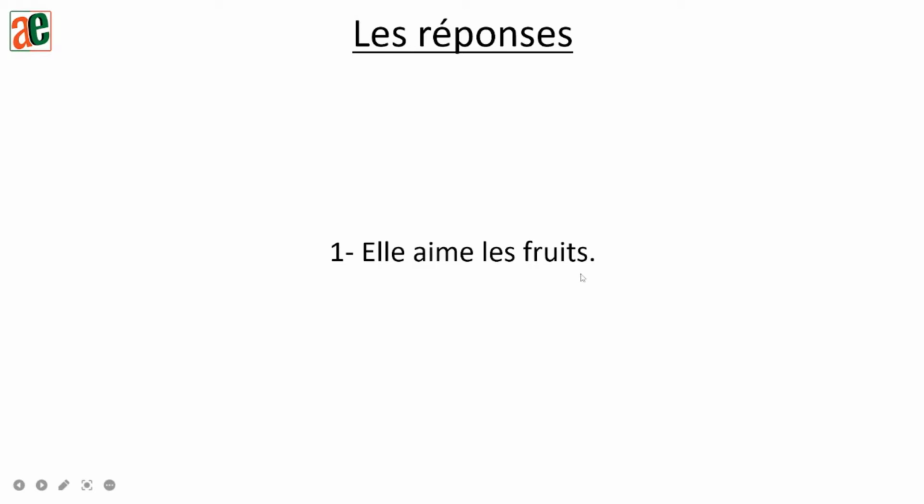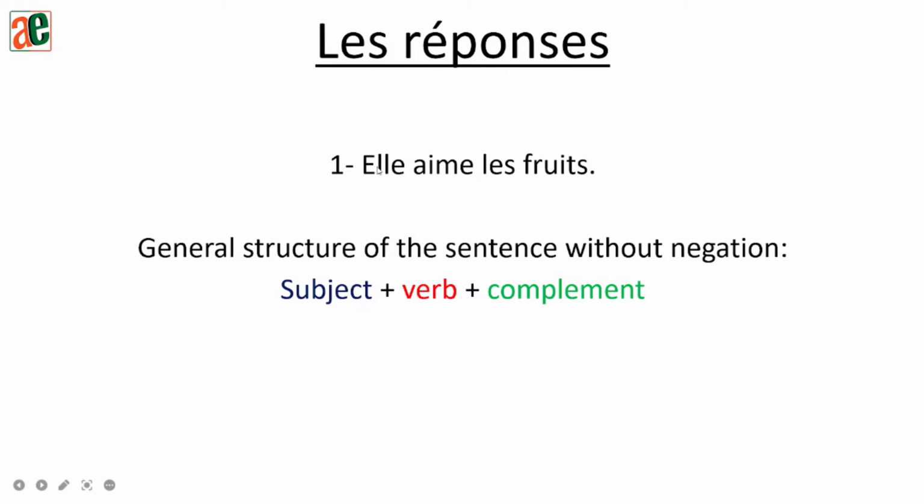Okay, so first, let's see the structure of the sentence that we have here. So the general structure of the sentence without negation. Here we have the subject, the verb, and the complement. Let's color each part so that it will be easy for us to identify each part. Elle is the subject, the verb is aime, and les fruits is the complement.